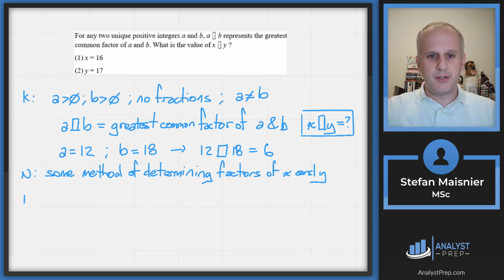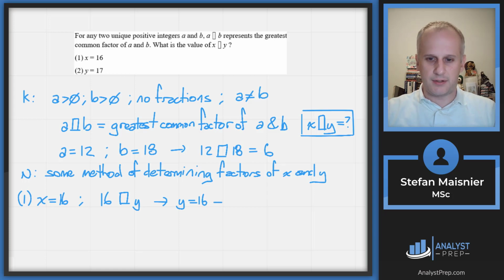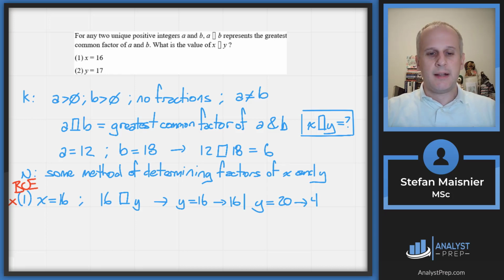So condition 1 says that x is equal to 16. Well, okay, so we're looking at the greatest common factor of 16 and y. If y equals 16, then we know the answer is 16. But let's say y was equal instead to 20. Well, then the greatest common factor of 16 and 20 is just going to be 4. So we've got two different outcomes. That's not going to be sufficient. So it's B, C, or E.